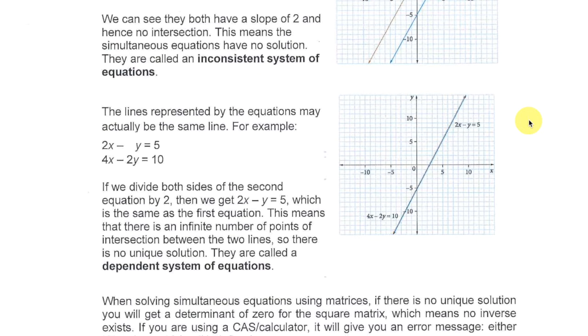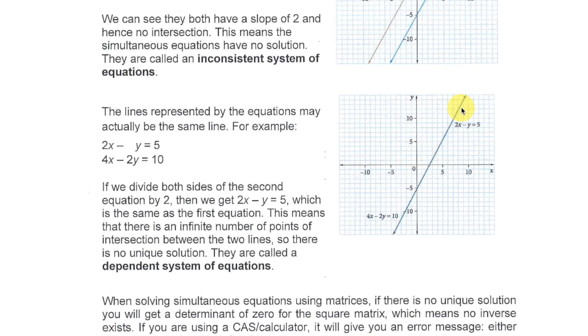Here we have a second situation. Again, we have two equations, but in fact, they are the same equation. So if we've got 2x minus y equaling 5, if we double everything there, we'll get 4x minus 2y equaling 10. So whilst we can write them down as two different equations, they are in fact the same equation.